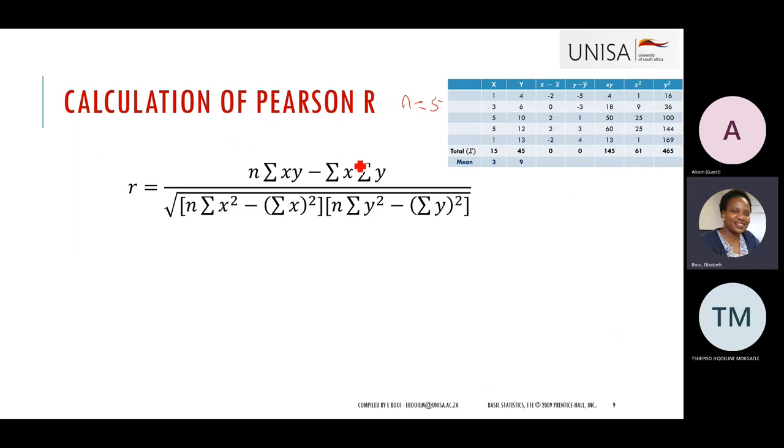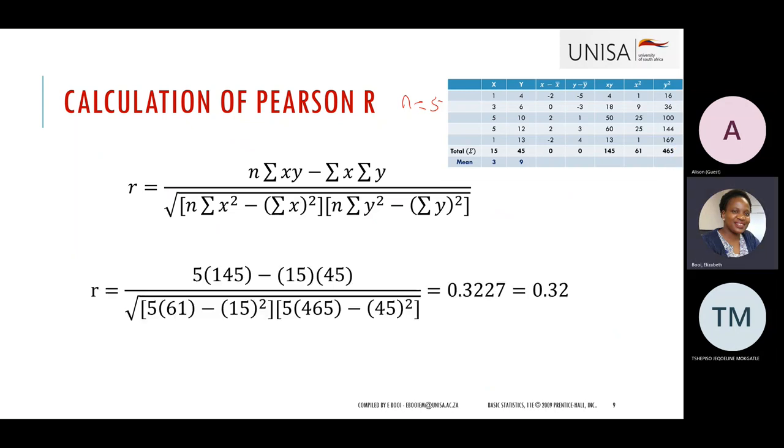The summation of X times the summation of Y: the summation of X will be 15, the summation of Y is 45. The summation of X squared. Now, this summation of X and the summation of X squared are different. The summation of X squared is 61. The summation of X, remember, is 15. The same, the summation of Y squared will be 465. So we just substitute into the formula and calculate your r.